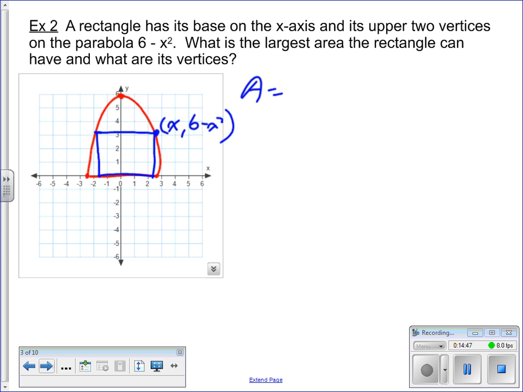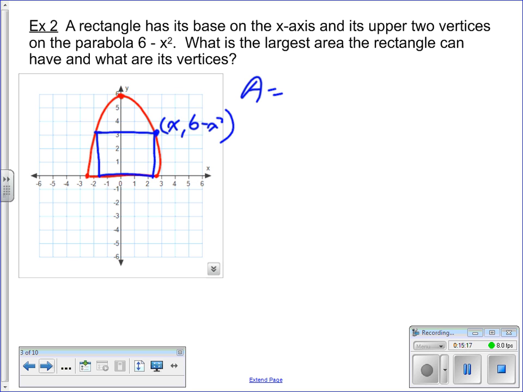I don't know it's 3. I'm saying what if it was? I have no idea what it is. Okay? Does that make sense? Do you understand? So what is y? Because it's an xy coordinate, right? What is y? It's 6 minus x squared, because the equation is 6 minus x squared. How do I find the area of that rectangle? That's just the coordinate that helps me find the dimension that I need.